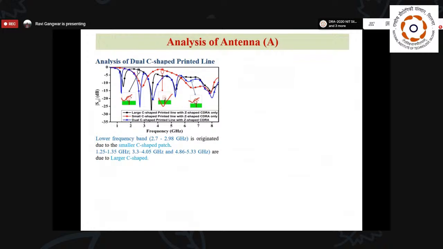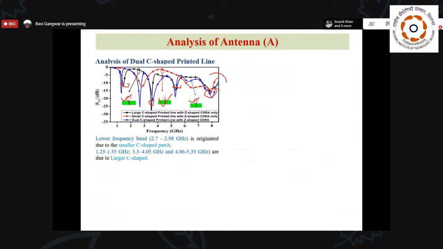If you look at all 3 cases, we are able to get different bands. In the first case, with the large C-shape printed line, you can see that we get these 4 different bands. But in the small C shape, we don't have some of the bands, but we have some additional band. And the third, the proposed one, has all the bands combined from the first and second cases.